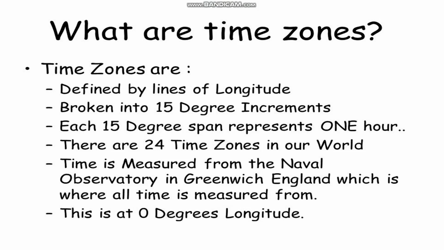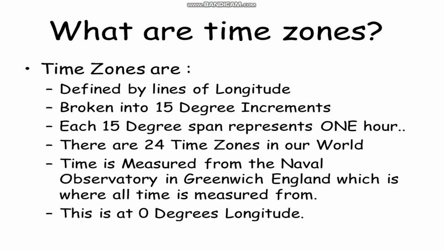The whole globe is divided into 24 time zones, so that time in each zone differs from the other by only 1 hour. Time is measured from the Naval Observatory in Greenwich, England. And exactly through this place the prime meridian passes, the 0 degree longitude. And from here the time is measured.